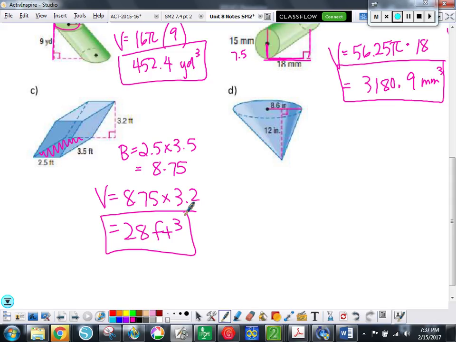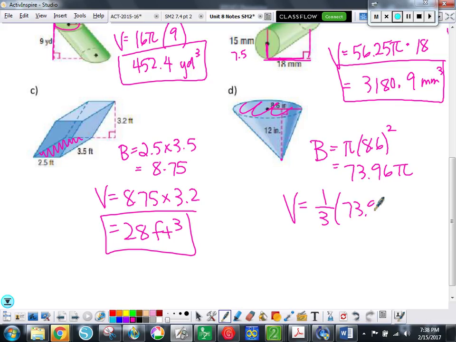Part D is a cone that's kind of tilted on the side. So if I want to find the volume of the cone, the base is a circle. So pi times 8.6 squared. The volume, do you need the 1/3 this time? Yes, because it comes down to that point. Volume is 1/3 times the base area times the height. So plug that whole shebang into your calculator.